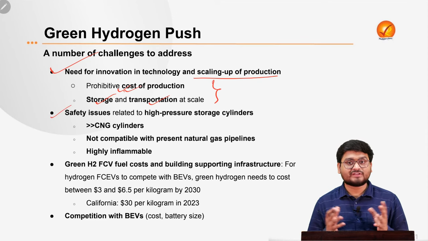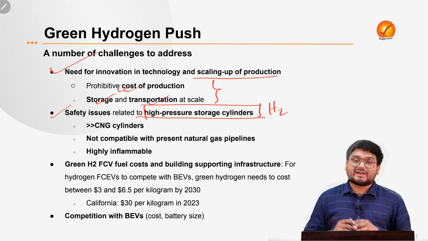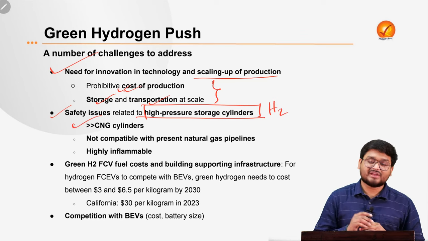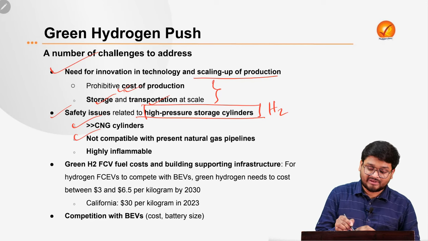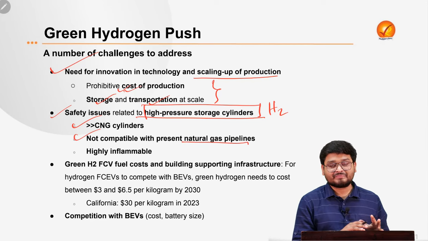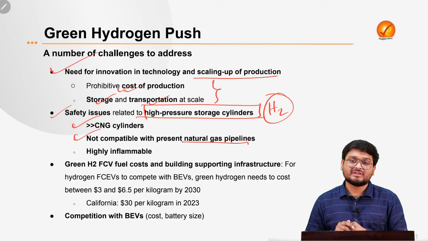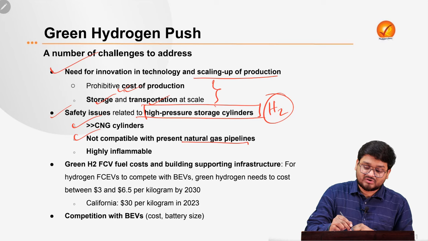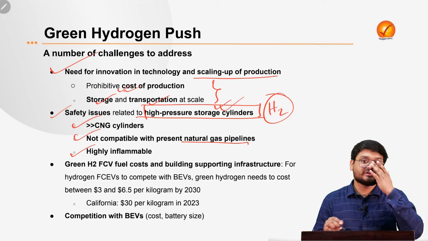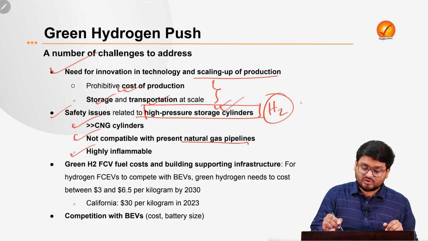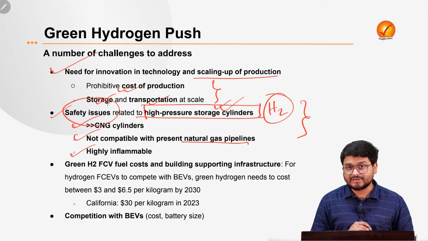Next, there are safety issues. As I already told, the cylinders of hydrogen are stored under very high pressures, even much higher than the pressure in CNG cylinders. And also, the present natural gas pipelines in the country, which can potentially be used for hydrogen pipelines, are not compatible. Why? Because of the high pressure requirement of the hydrogen gas. And finally, hydrogen gas is also highly inflammable. So all these three factors contribute to the safety issues of the same technology.